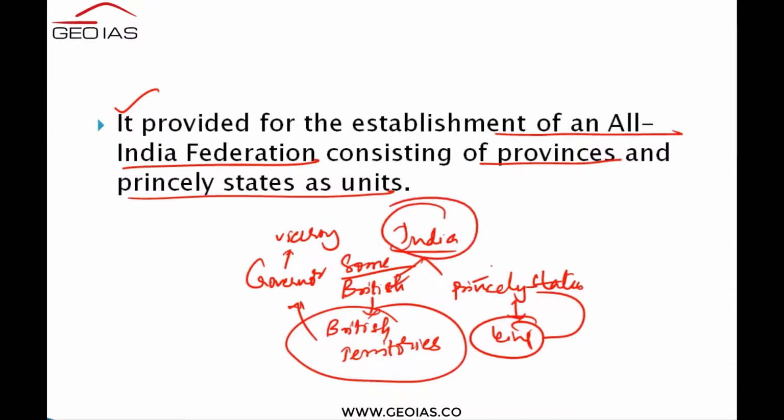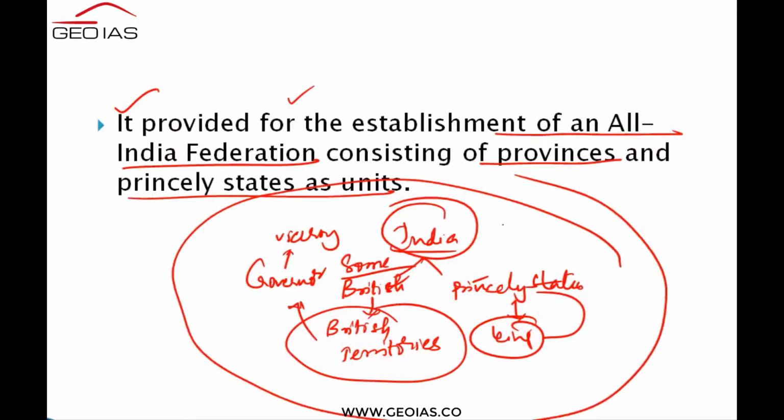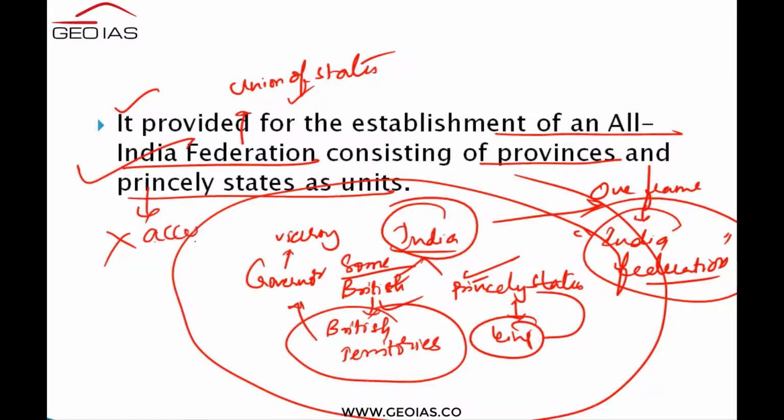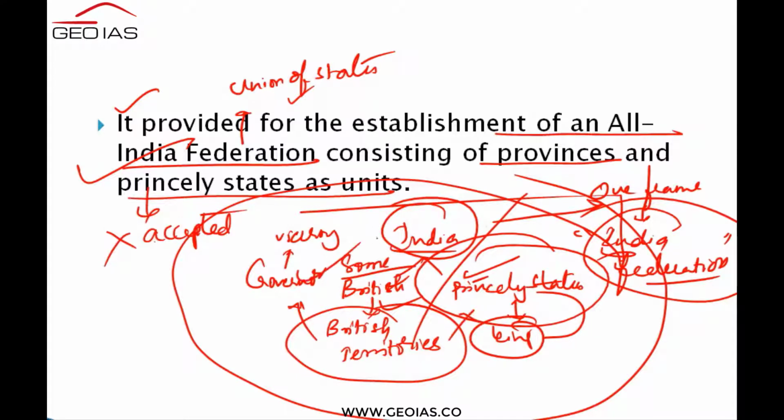So through this act, they wanted to bring all these British territories and princely states into one framework. That framework is the Indian Federation. So they wanted to establish a Union of States. Union of States is known as Federation. So they wanted to unite these princely states with the British territories to make the Indian Federation. But this federation did not come into existence because the princely states never accepted to join it. So this federation never came into existence.